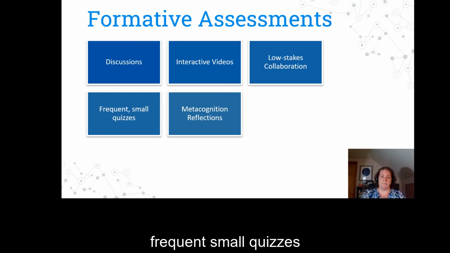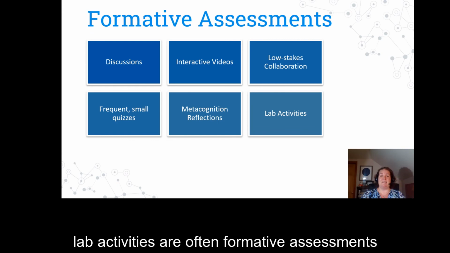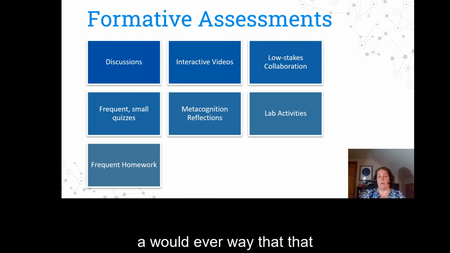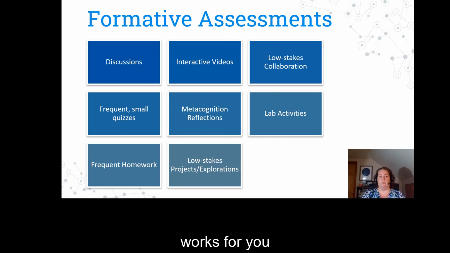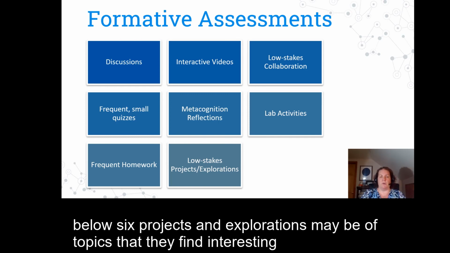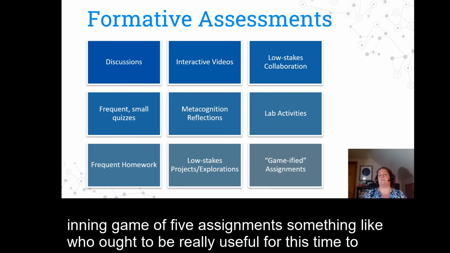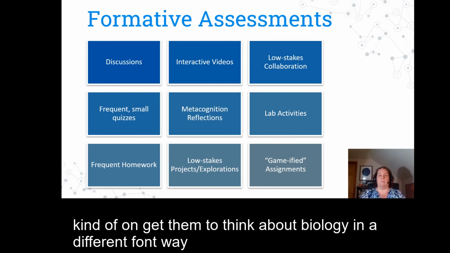Frequent small quizzes, metacognitive reflections, lab activities are often formative assessments. Frequent homework in whatever way works for you. Low stakes projects and explorations, maybe of topics that they find interesting. For example, how coronavirus and introductory biology work together. And even gamified assignments, something like Kahoot, can be really useful for this time to kind of get them to think about biology in a different, fun way.